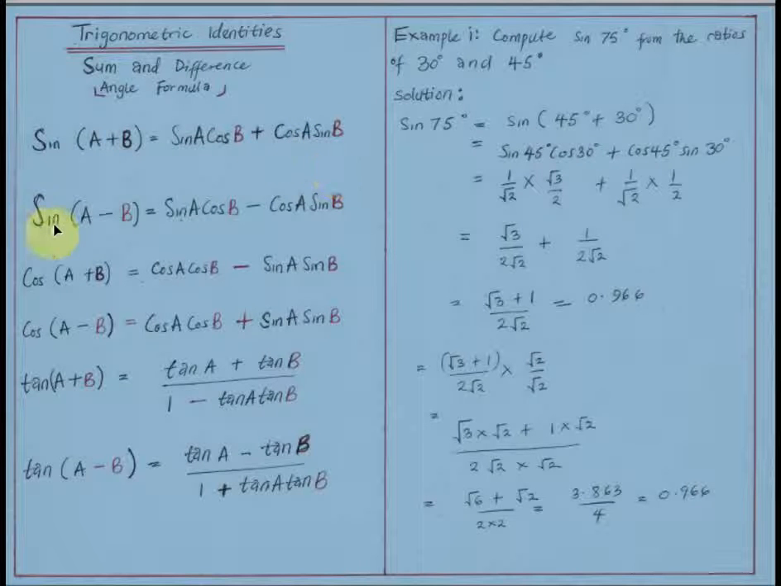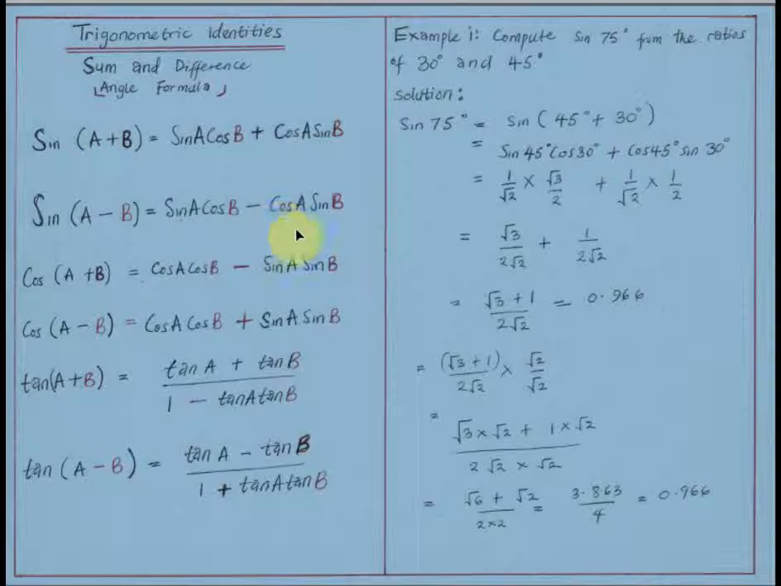Now for the difference angle formula for the sine function, it is sine open bracket A minus B. We are trying to find the sine function of two angles that you're subtracting from each other. It's equal to sine of the first angle, sine A, multiplied by the cosine of the angle that's been subtracted, cos B, minus cosine of the first angle, A, multiplied by the sine of the angle being subtracted, B.